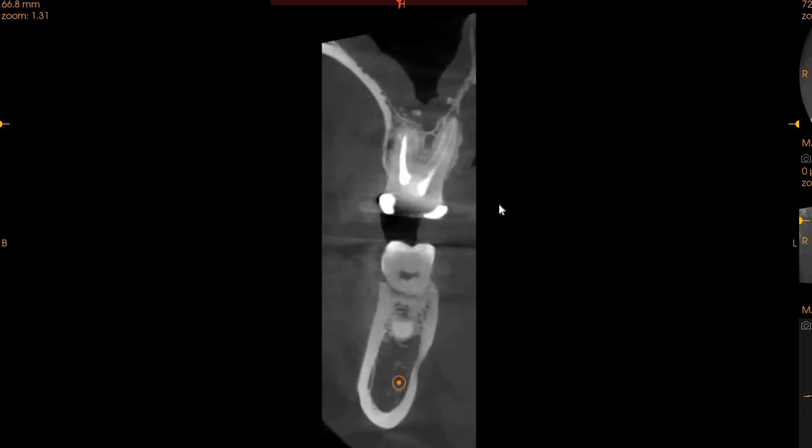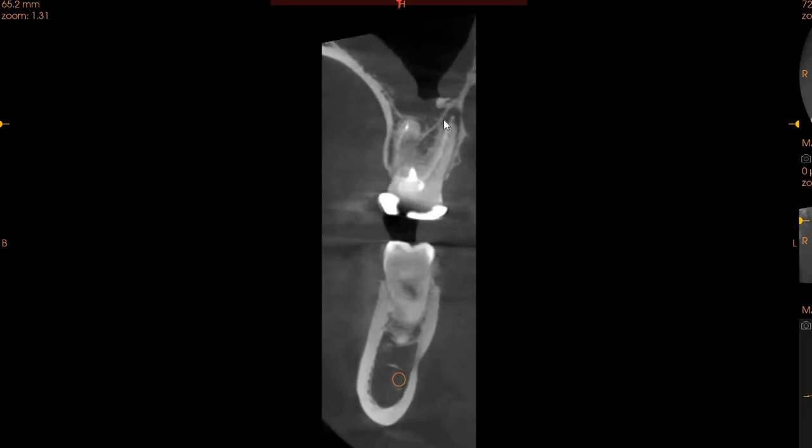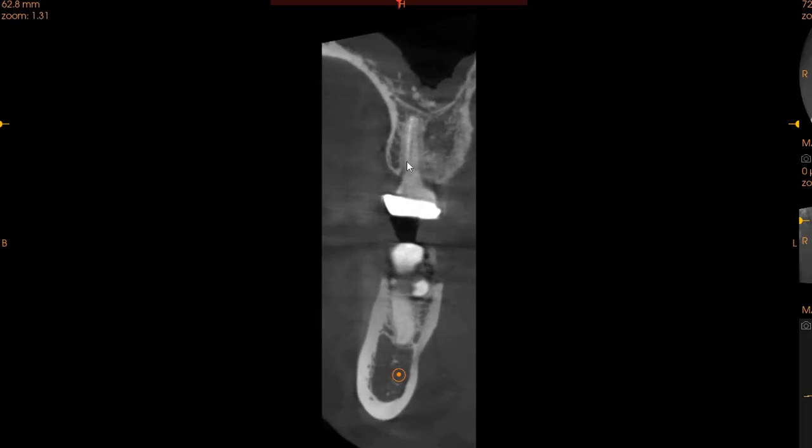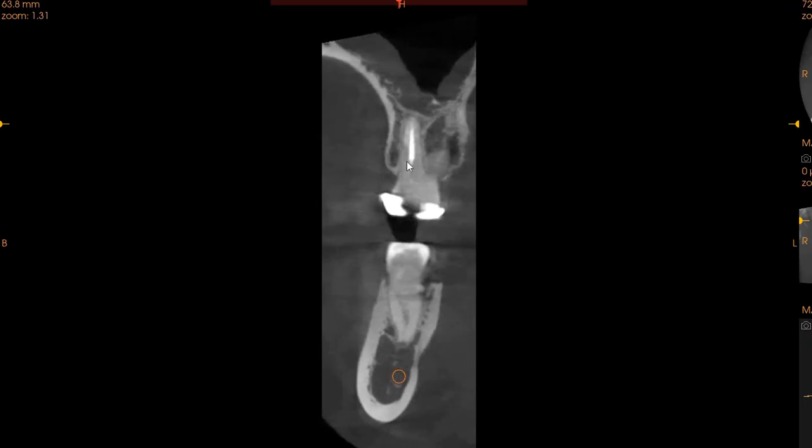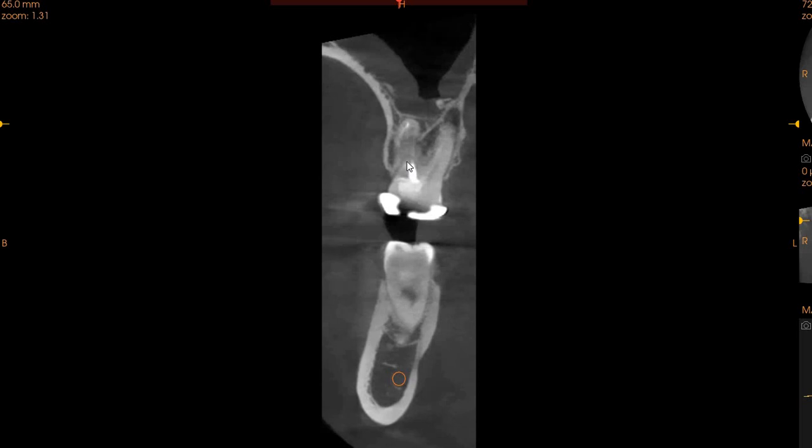As we move towards the 7, the 7 palatal root is severely infected. We have a radiolucency and we have a radiolucency on the distal of the 7 as well. Other than that, we cannot discern any major problems other than these failing endos, and also the fact that there is sinusitis, which could most likely be odontogenic in nature.